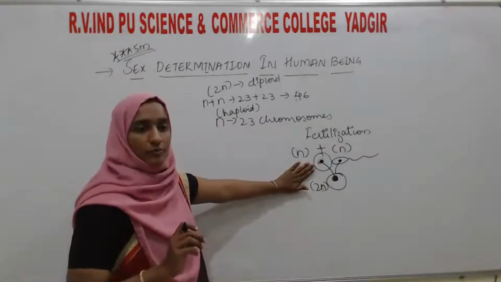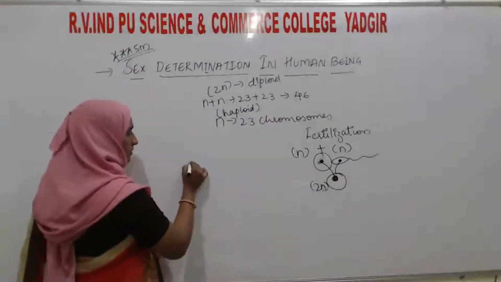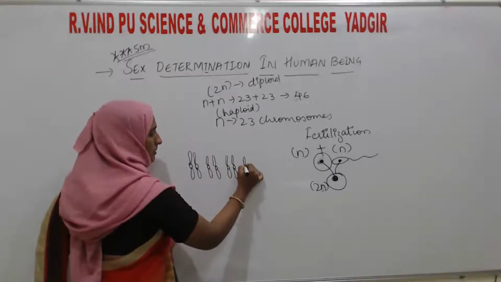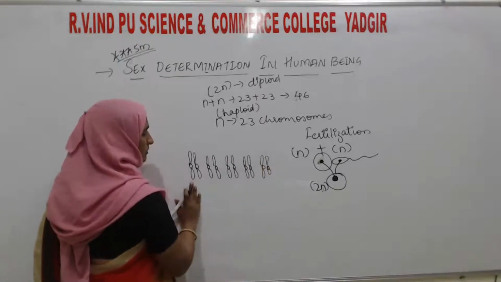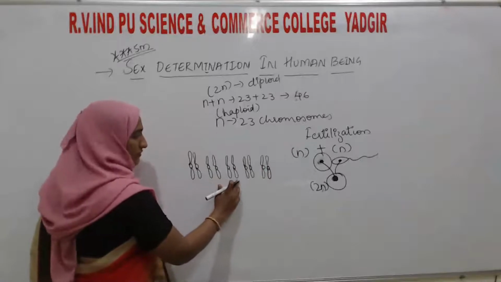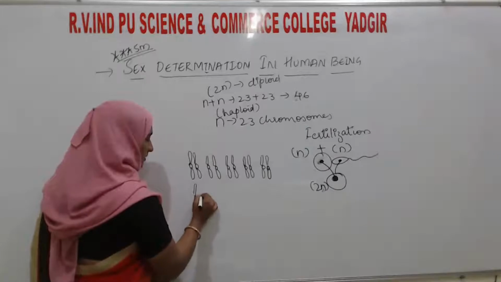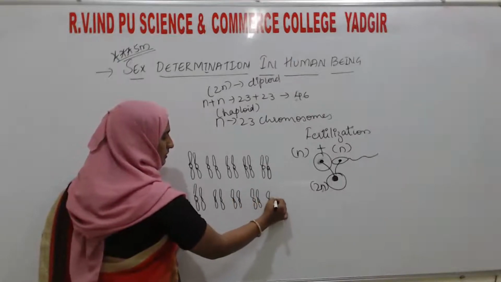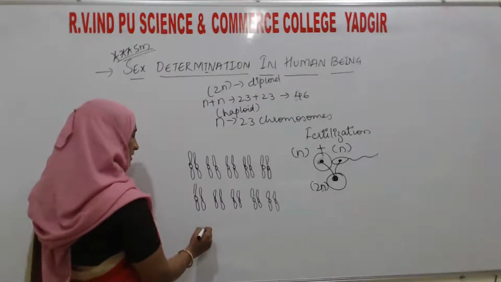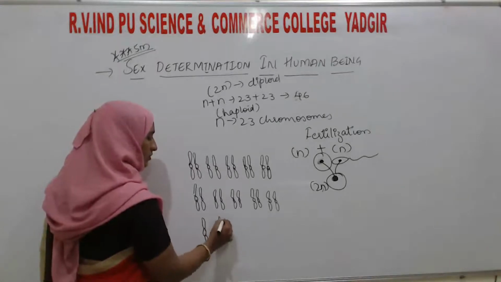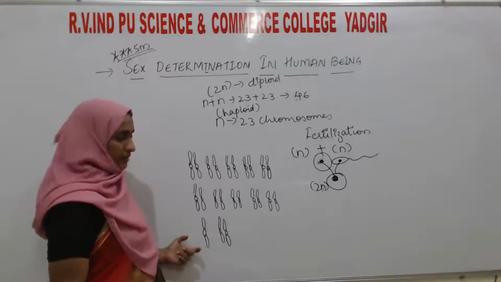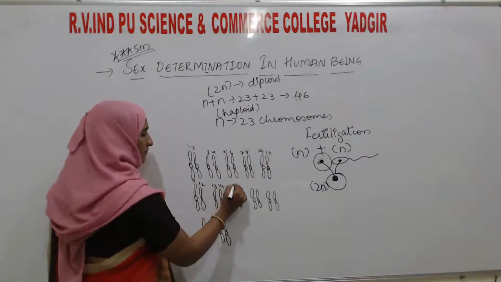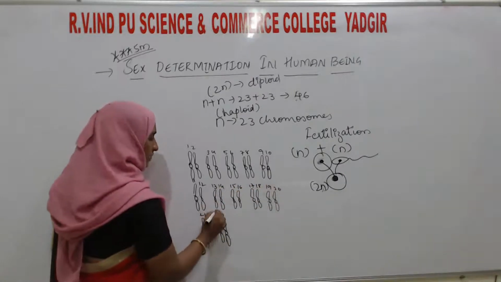Haploid means, for example, this is the ovum. In the ovum, how will the chromosomes be? Always the chromosomes will be in pairs. How many chromosomes? 1, 2, 3, 4, 5, 6, 7, 8, 9, 10, up to 20 chromosomes. Then 21, 22, 23.